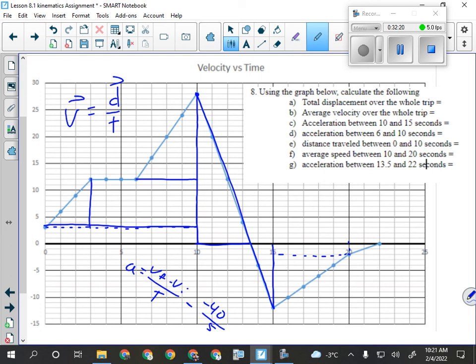Acceleration between 6 and 10 seconds. Okay, so that's starting here and going to here. Same calculation, A equals VF minus VI over T. It would just be 28 minus 12. So 16 over 4 seconds, so positive 4 meters per second squared. Okay, distance traveled between 0 and 10 seconds, you'll have already done that, or at least part of it. So you're just calculating the shapes there. Average speed, total distance over total time. Nothing mathematically challenging, it's just tedious. It's like a tedious calculation on it. Okay, all right, how are we feeling about that stuff?